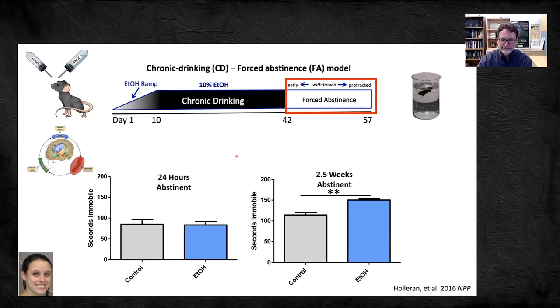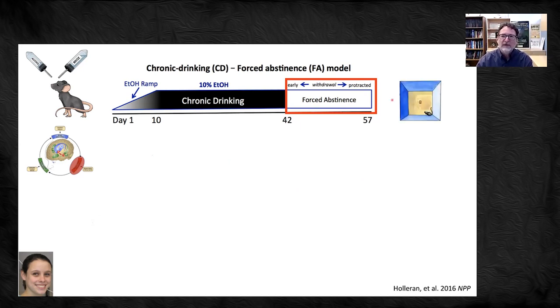This is interesting to us because it suggests that behaviors emerge during prolonged abstinence from the availability of ethanol. Another simple task we use to converge with tasks like the forced swim task is the novelty suppressed feeding task, or NSFT. In this task, the mouse is briefly food deprived and then allowed access to a brightly lit novel space in which a food pellet is placed in the center.